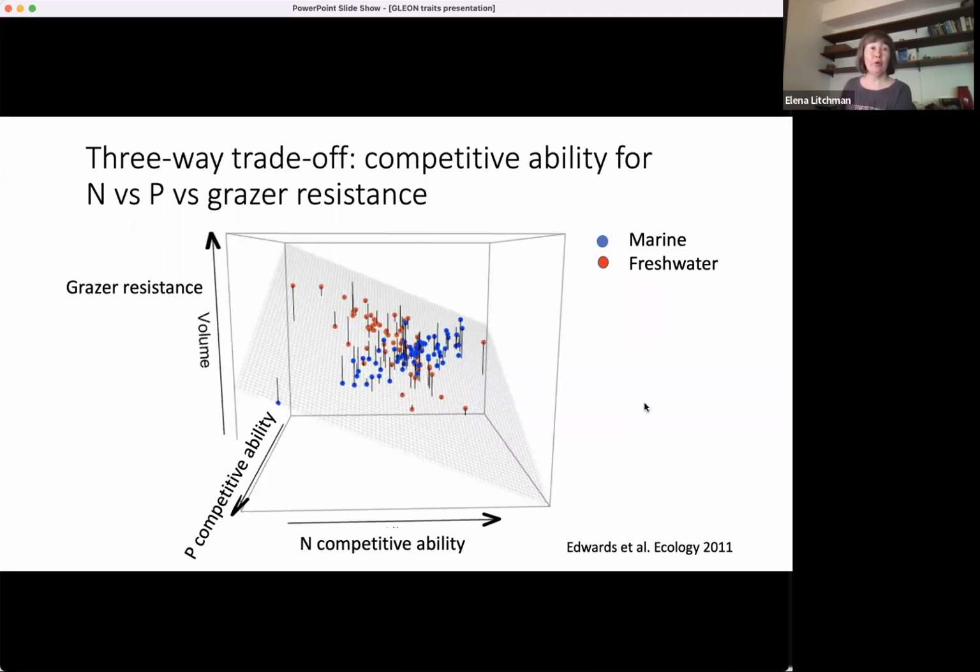So we can look beyond the pairwise correlations. And of course, if you can think in higher dimensions, you can think about 4-dimensional trade-offs and so forth. That is an interesting exercise probably.